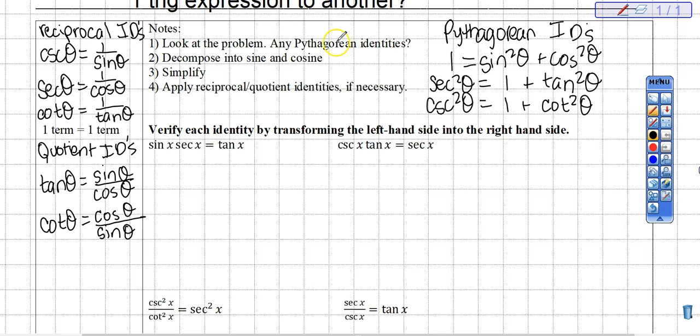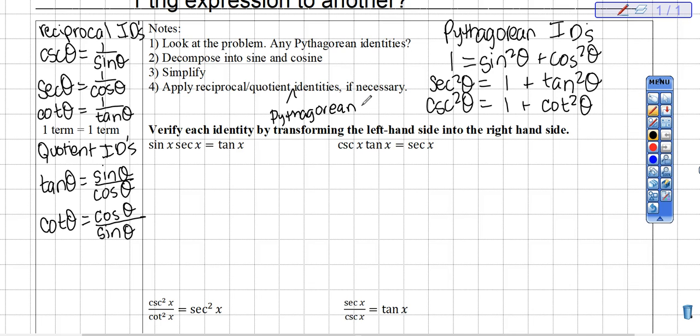So if I can see any Pythagorean identities, or if I can get rid of a fraction and write a reciprocal or something, I'll do that. So I'll look for any identities that might simplify the process. We'll do step 1 if you choose. Step 2, everybody does. Step 3, everybody does. And step 4, everybody does, but step 4 is missing something: apply reciprocal, quotient, or Pythagorean identities, if necessary. I don't know how I missed that.